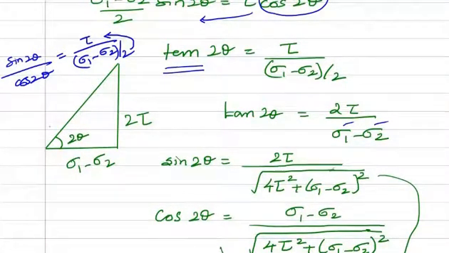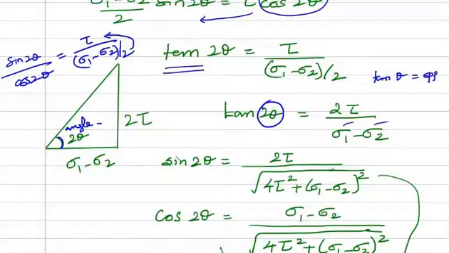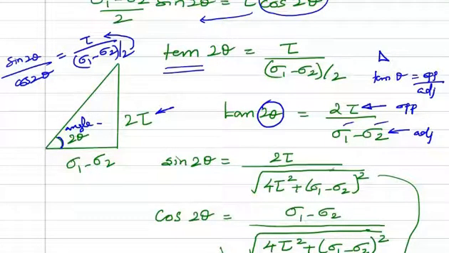So if you draw a right angle triangle like this with 2 theta as the angle, this is your angle 2 theta. We know that tan theta is equal to opposite by adjacent in a right angle triangle. So in this triangle, tan 2 theta is equal to 2 tau divided by sigma 1 minus sigma 2. Now this is your opposite side and this is your adjacent side. So you put this 2 tau opposite to this angle, and this is the length adjacent to the angle 2 theta. So this is your adjacent side, sigma 1 minus sigma 2.